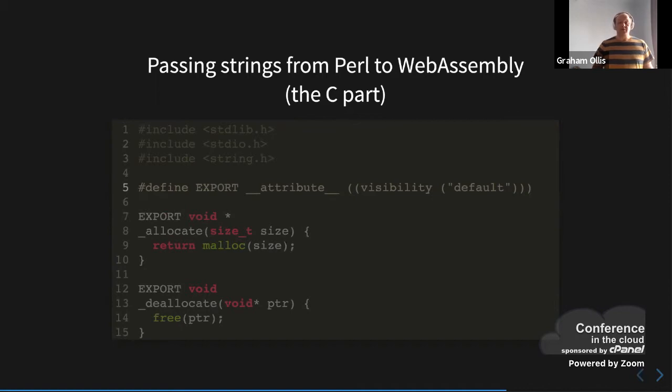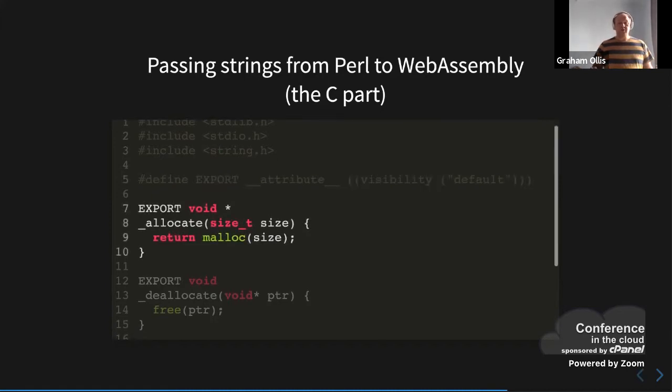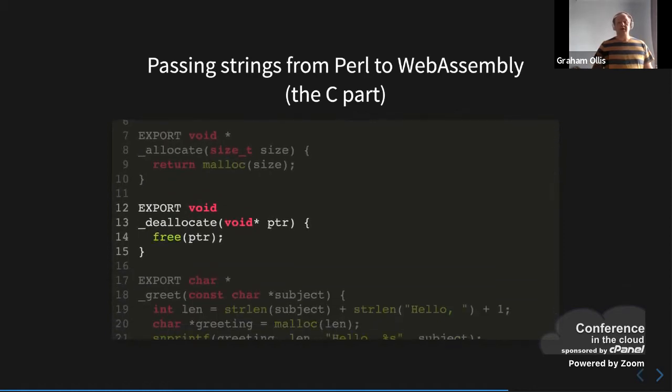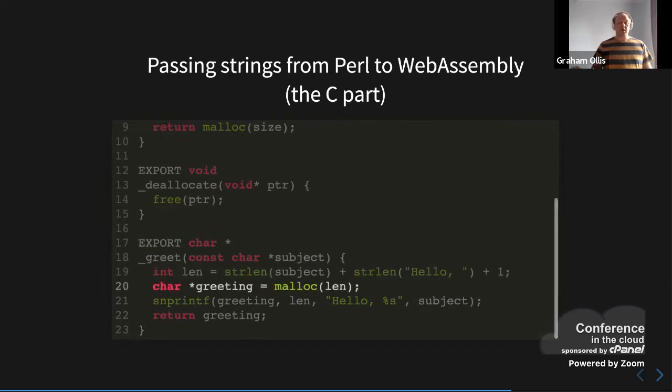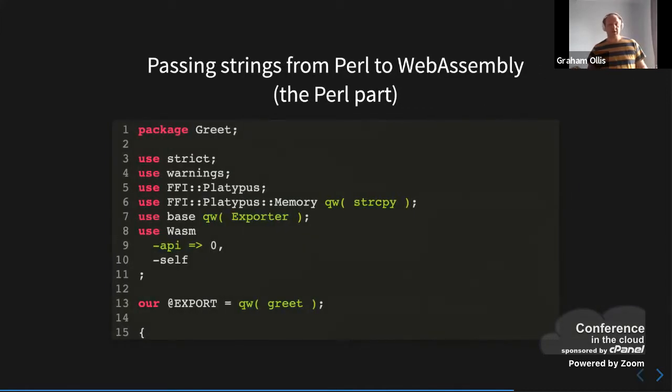First, we need to tell the C compiler which symbols should be exported using this peculiar incantation. Next, we write a wrapper around malloc and free so that we can allocate and free memory from Perl space. Now we can implement our actual function. This is a function that takes a subject and returns a greeting to that subject. We compute the length of the output string, allocate the memory, create the greeting from a template using sprintf, and finally return it. We're not even close to being done yet, though.